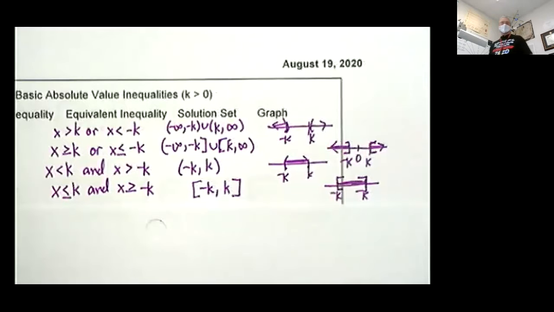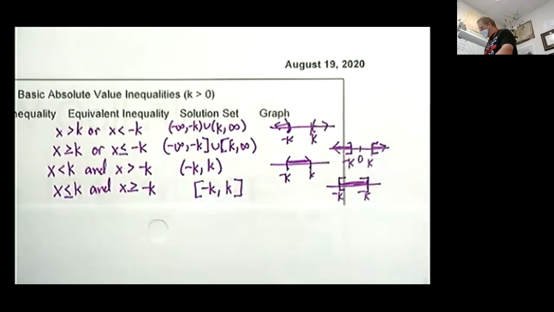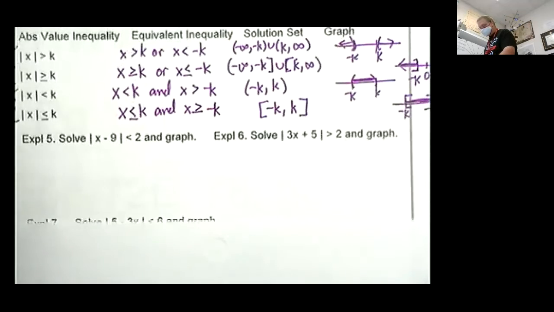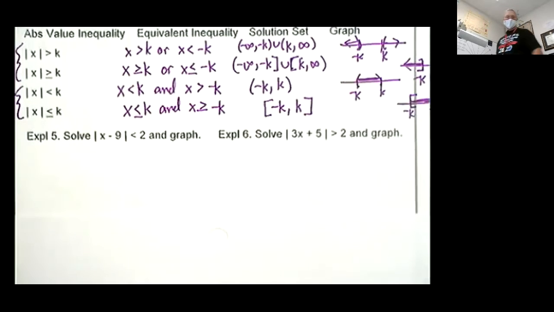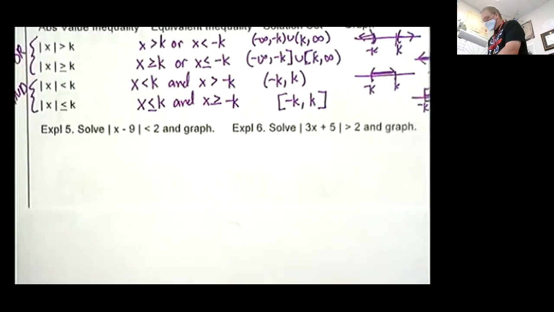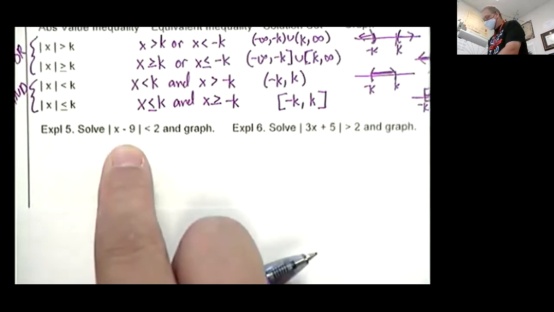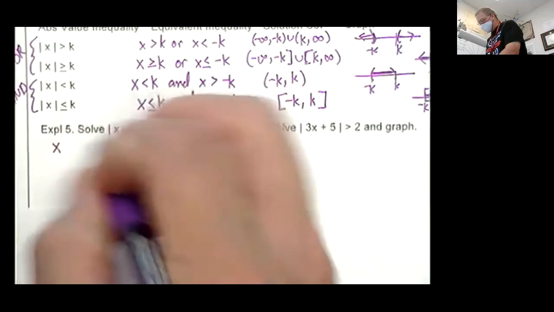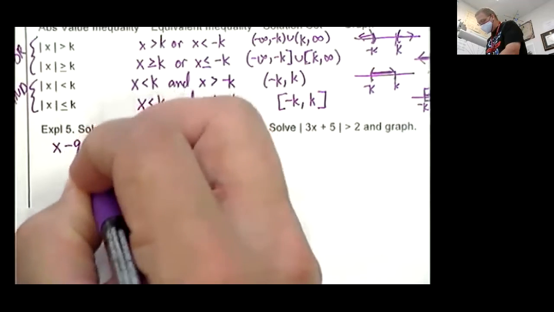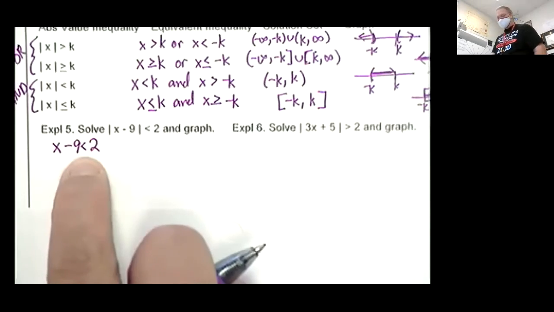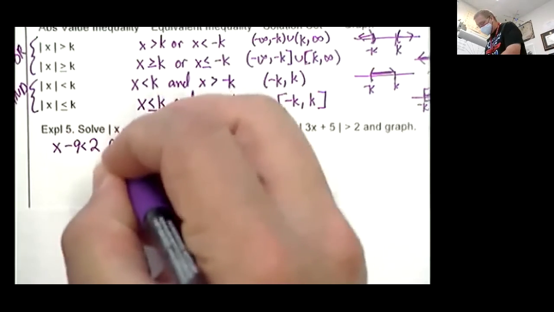Those are the general rules that we're going to use for inequality absolute value equations. Let's look at some examples. Example 5, solve the absolute value of x minus 9 less than 2 and graph. First thing we're going to do is write our two equations. Again, the first equation looks exactly the same. X minus 9 is less than 2. Less than is an and graph.